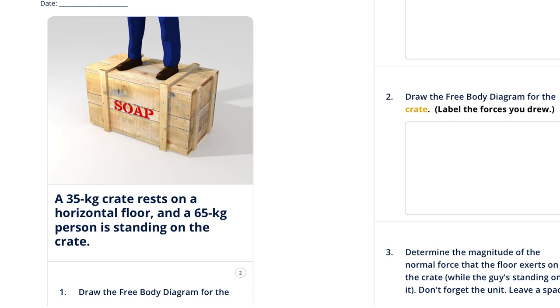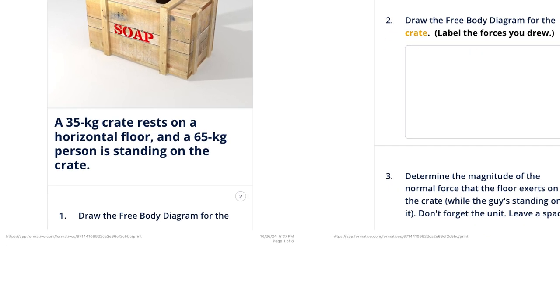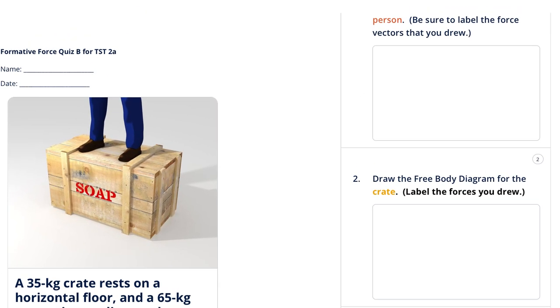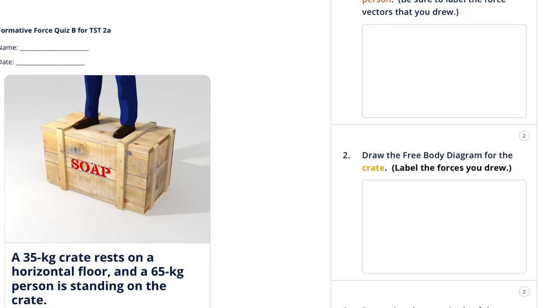This guy's standing on a box on the floor. As it says, draw the free body diagram for the person. Now the person is the object. So he's on the box, so I'm not thinking of the box. The weight of the box is irrelevant. So I'm looking at him up there. So there's the weight of the person.